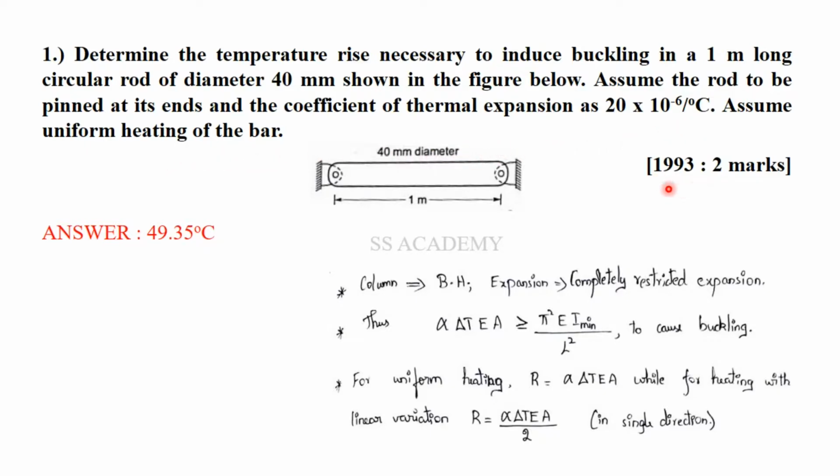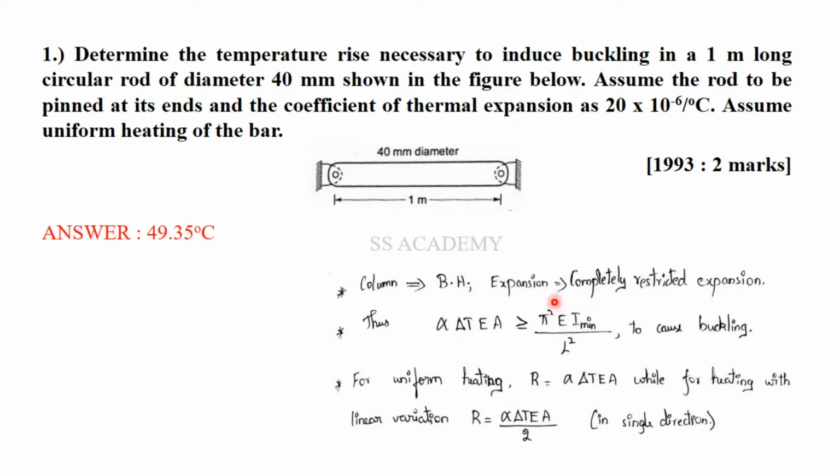It is a 1993 GATE 2 mark question, and they are asking for the temperature rise necessary to induce buckling. Here you can see it is a column which is both ends hinged, and the expansion is restricted completely in only one direction. So the expansion type is completely restricted expansion.